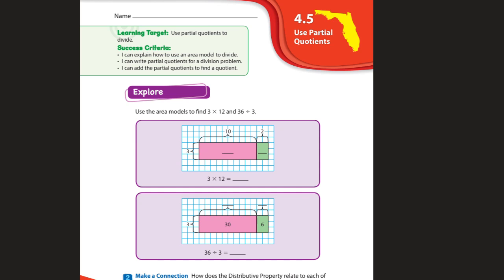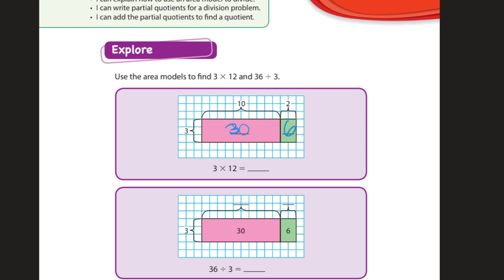Today we work with partial quotients to solve division problems. In the Explore page of 4.5, we saw two area models, or the same area model, and how that helps us solve a multiplication problem and a division problem. And we've explored before how we use inverse operations.